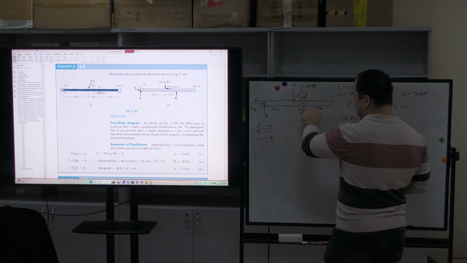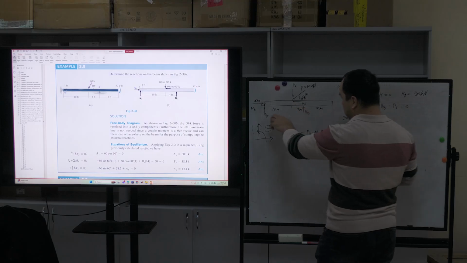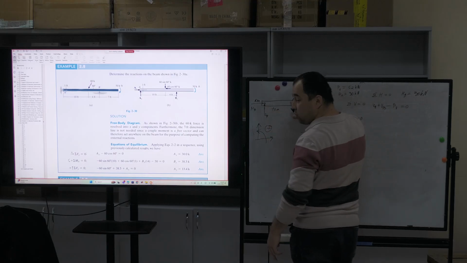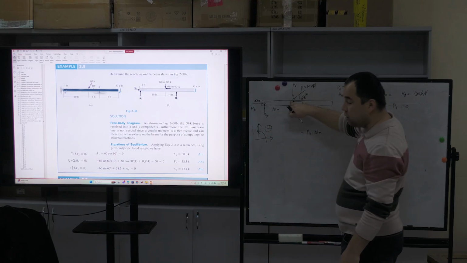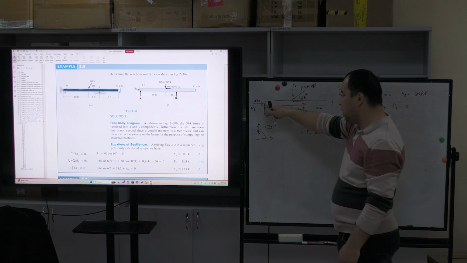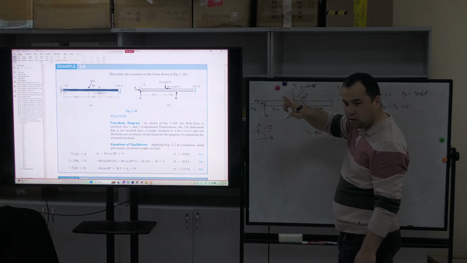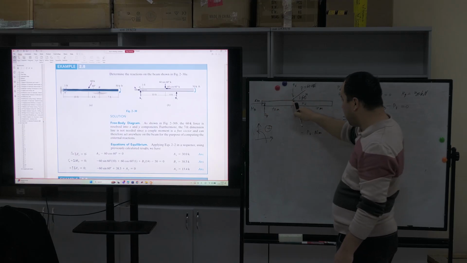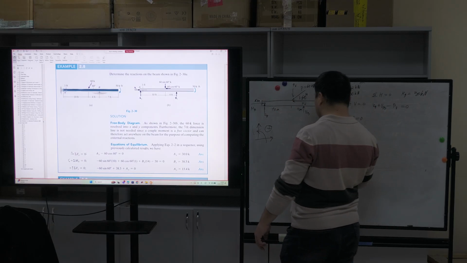Next one is also going up. I have a force on this point. On the horizontal way, I have a lever of 1 meter in this case. That's why I have to calculate horizontal forces too.